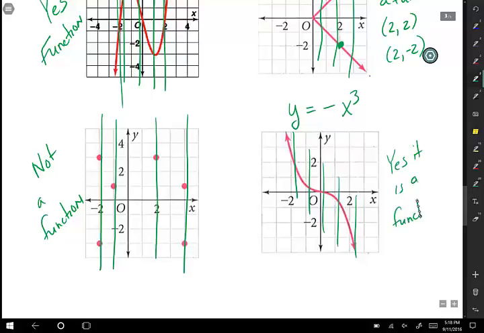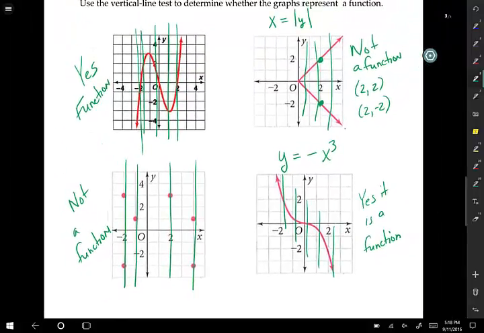And the vertical line test is really one of the best ways graphically to show if something is a function or is not a function. And as we move forward, as we look into calculus and down the road, being able to determine this by visually and quickly inferring whether or not something is a function with a vertical line test is a great way to determine if something is a function or not.